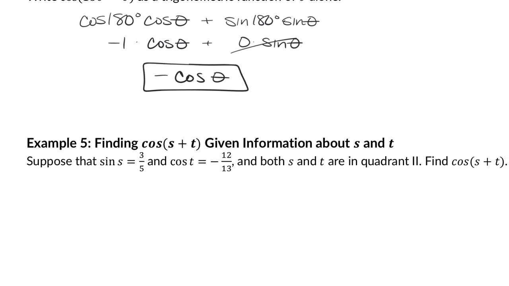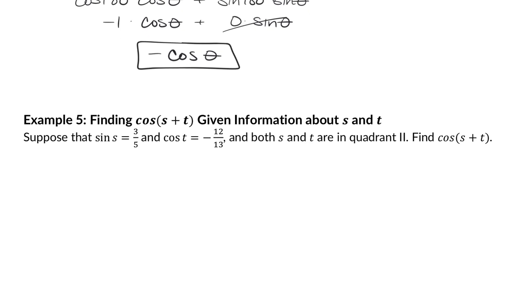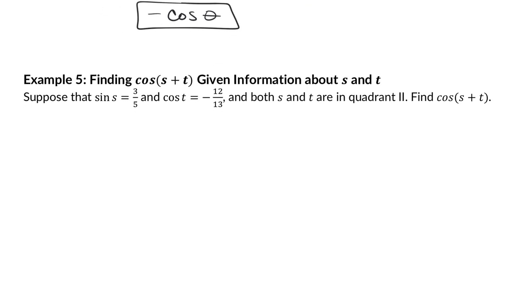Something like this. Suppose that sine of s is 3 over 5 and cosine of t is negative 12 over 13. Both s and t are in quadrant 2. Find the cosine of s plus t.